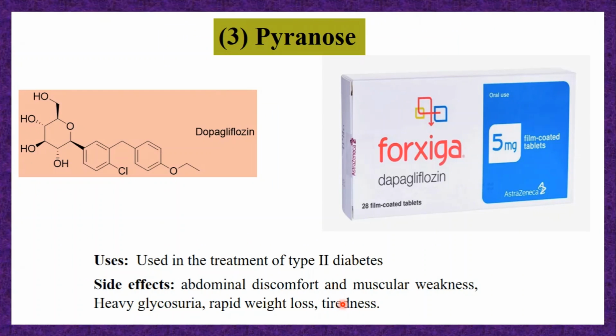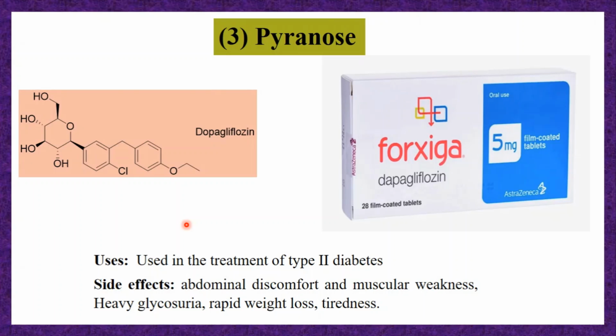Then in the next slide, the third class, that is pyranose. This is the pyranose moiety, and the example is dapagliflozin. This is the box of dapagliflozin tablet, 28 film coated tablets. It has this pyranose moiety, that's why it comes under the class pyranose. The use of dapagliflozin is that it is a drug of the gliflozin class and used in the treatment of type 2 diabetes, that is maturity onset diabetes.